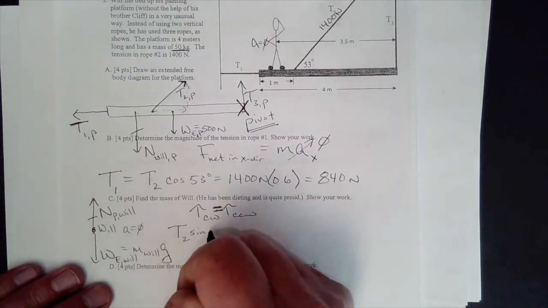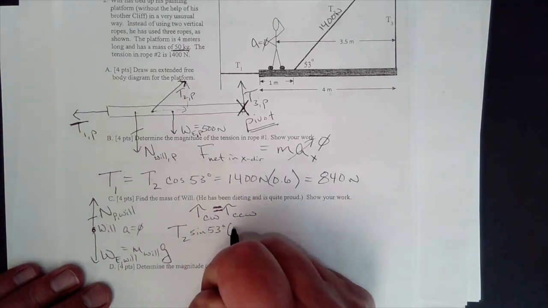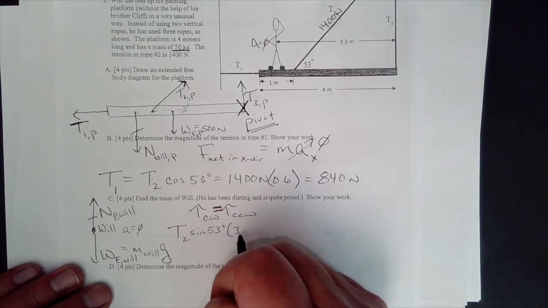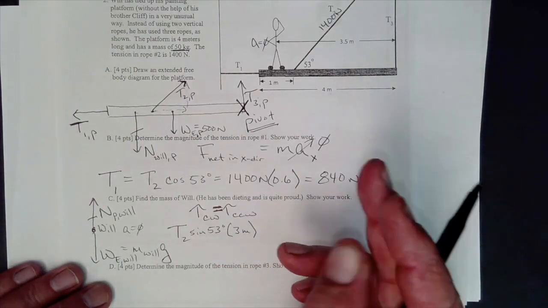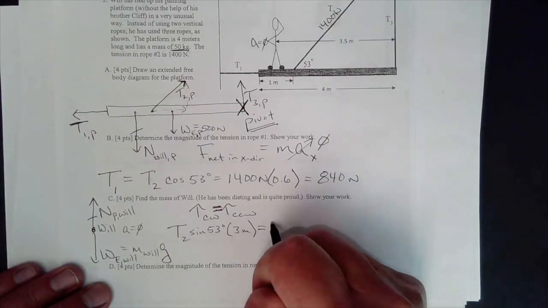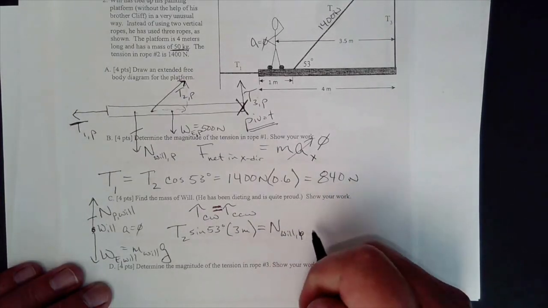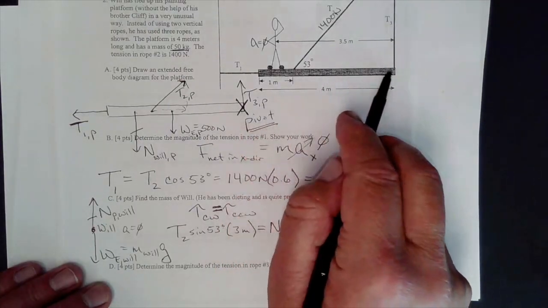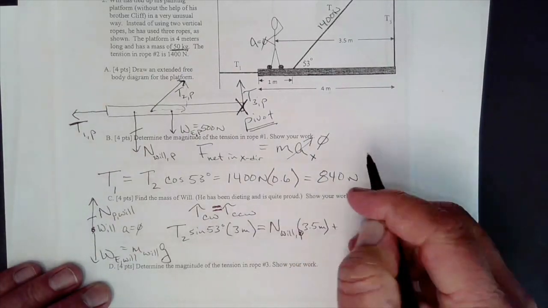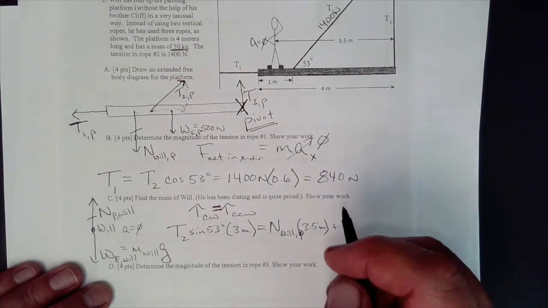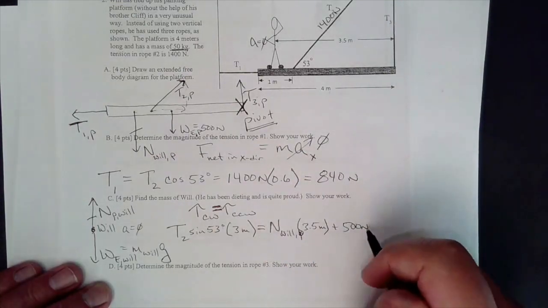T2 times the sine of 53 degrees times its lever arm of 3 meters is equal to the normal force by Will on the platform, times his lever arm to the pivot, which is 3.5 meters, plus this weight force of 500 newtons times its lever arm. Its lever arm is 2 meters.